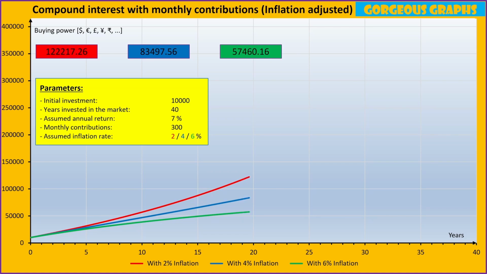Even though the nominal growth might appear strong, higher inflation significantly reduces the real value of your portfolio. With 2% inflation, the final buying power is much greater than in the higher inflation scenarios. At 6% inflation, the real gains are far smaller, despite identical investment and return assumptions.